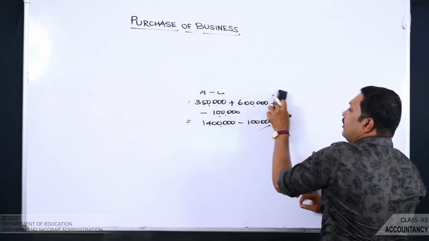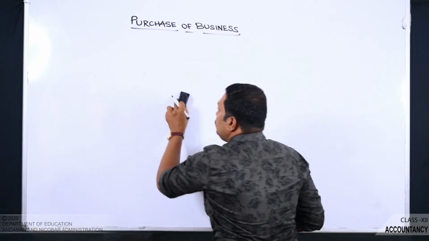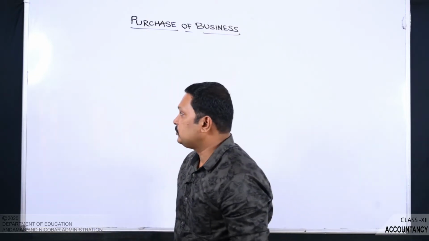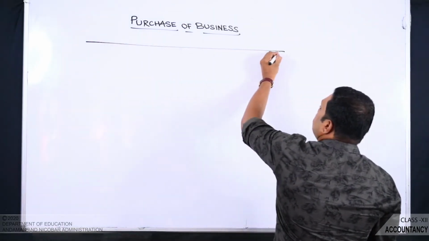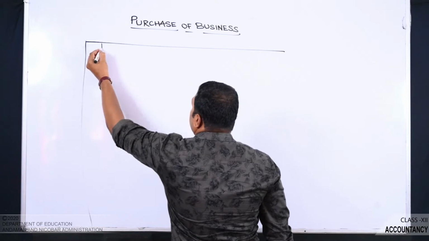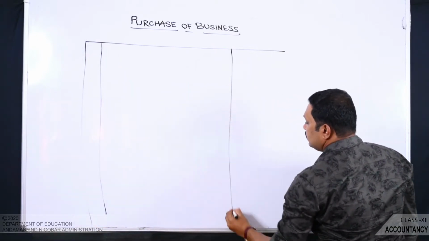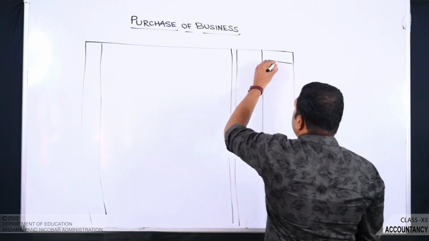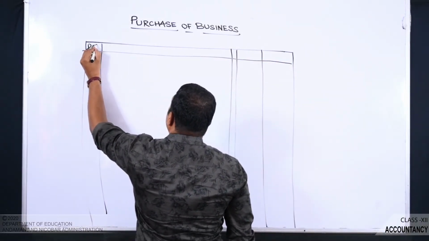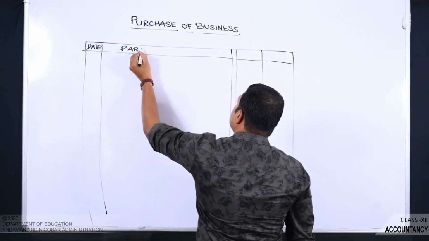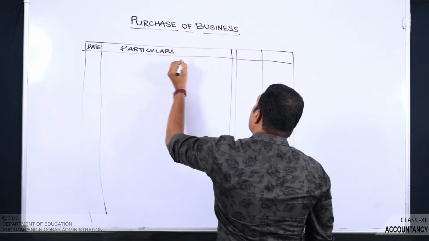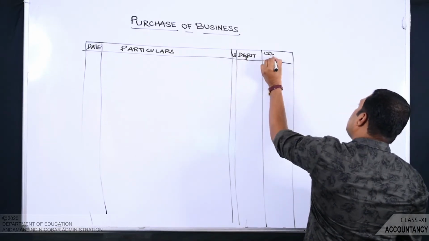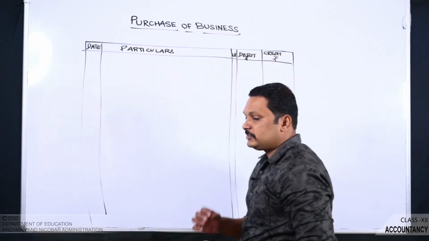As we learned in the previous class, we have to pass two entries, one for purchase of assets, another for issue of shares. Now start with the entry. This is the journal entry format, you know: date, particulars, ledger folio, debit amount and credit amount. Now start with the problem.